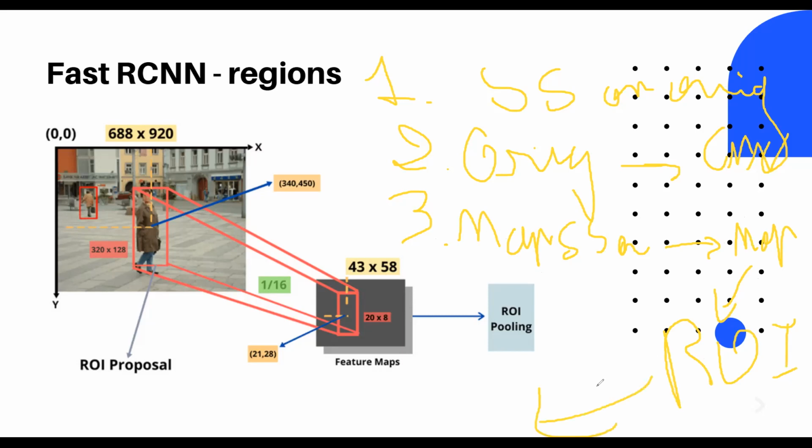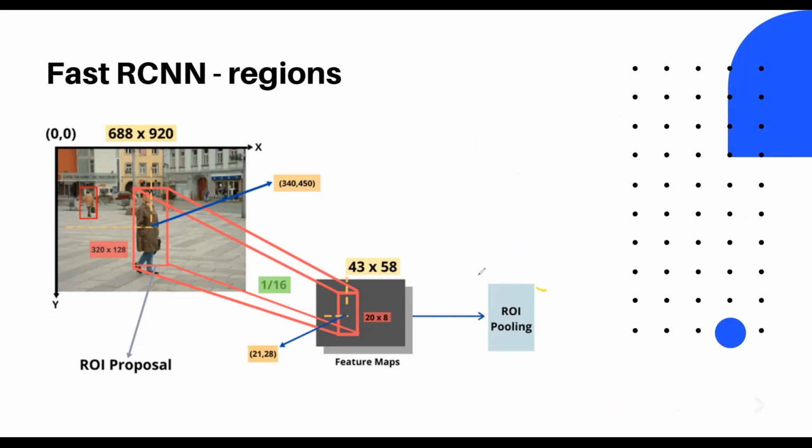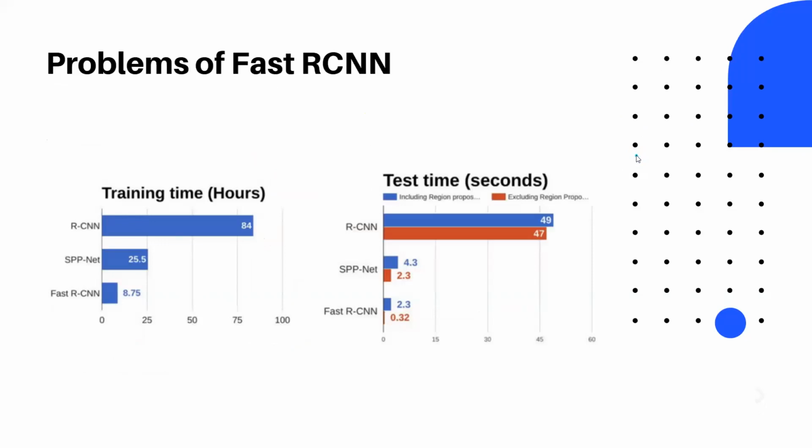And then it will be sent for classification. So ROI pooling again, what is this? It's a very simple algorithm that takes any size and maps it into a specific shape. Any size I want will always be mapped into the same size.